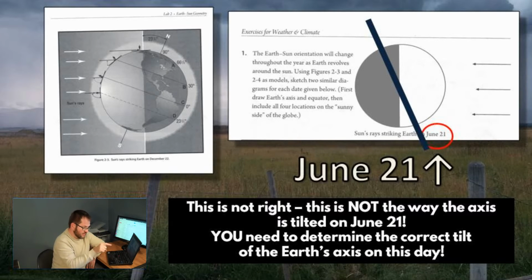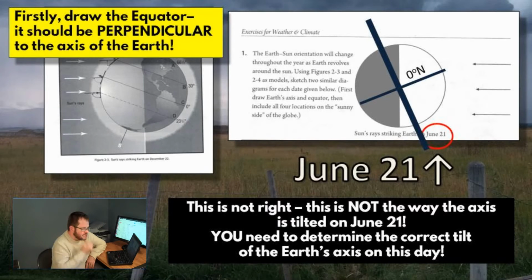I'm going to leave that little caveat up there on the screen, though, about this is not the correct way to do this. Now, again, the instructions, if you read them super carefully, do say, first draw the equator. It should be across the Earth there, and it needs to be perpendicular to the axis of the Earth. That's a hugely important step. If you try to draw the Earth's axis, the equator of the Earth, parallel to like the rays of the sun, your diagram's not going to work. You won't be able to get the information off of it that you need on the other questions.